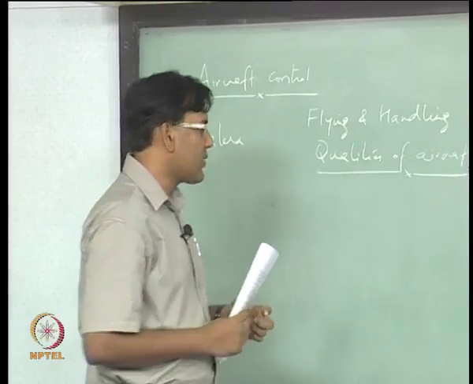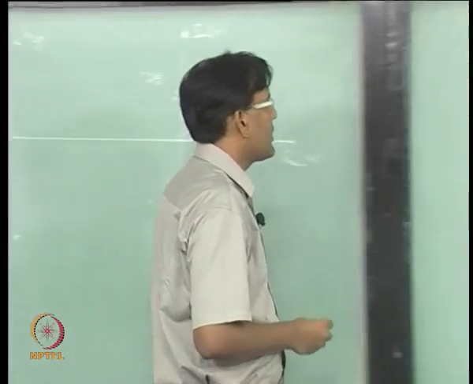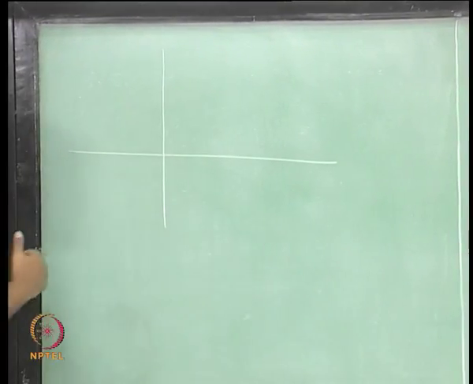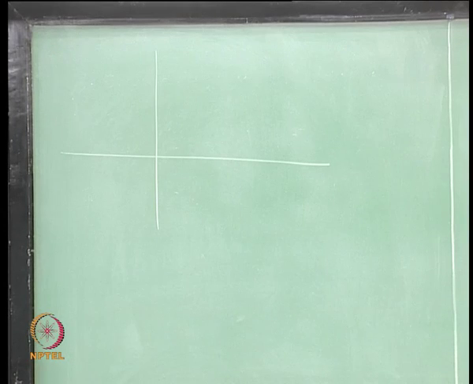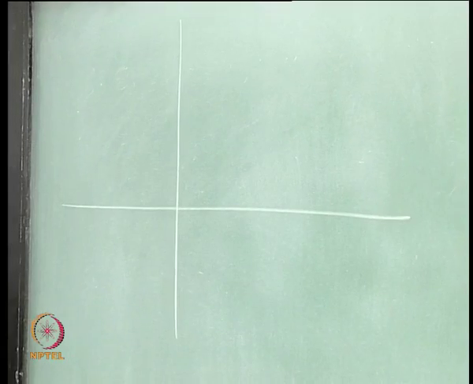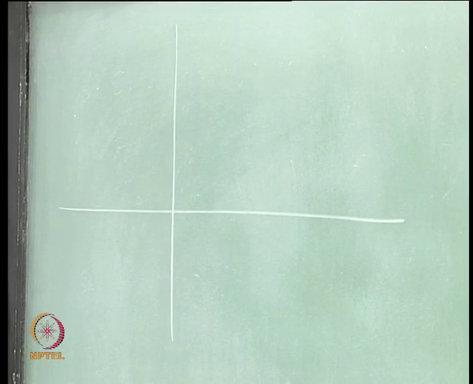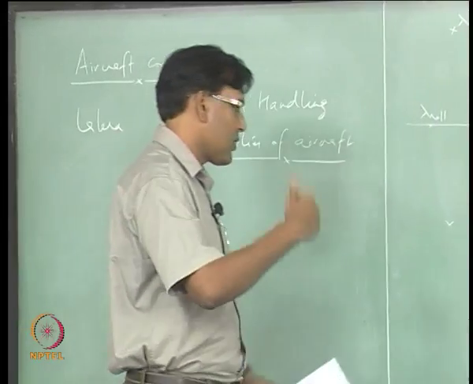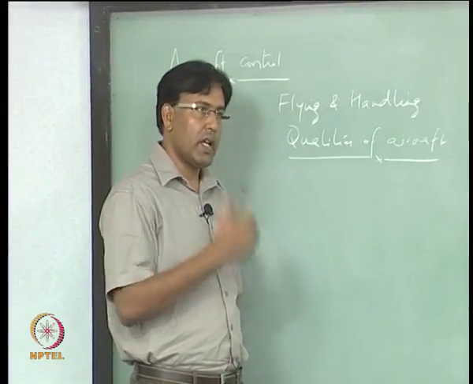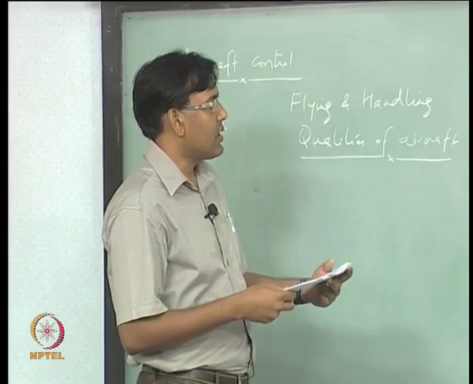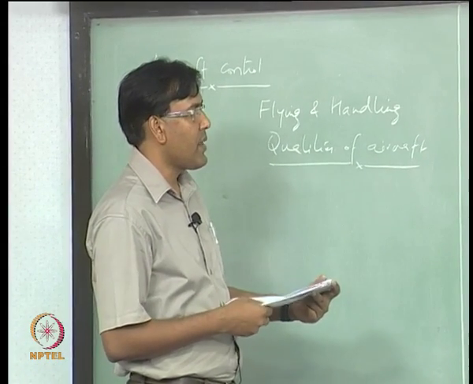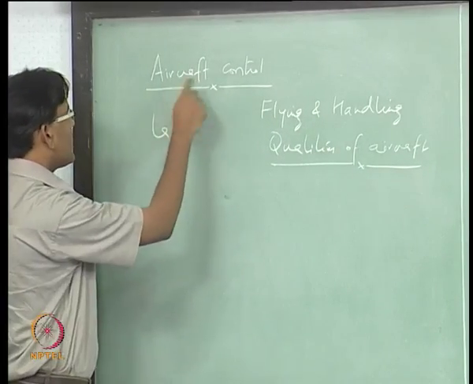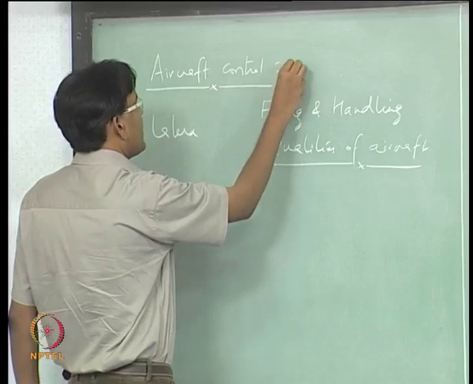So, what we are looking for is artificially changing the dynamic response of aircraft small perturbation motion, and also when we are trying to execute maneuvers, there also we want the aircraft to follow certain desired dynamic behavior, which can be achieved by the aircraft control systems.